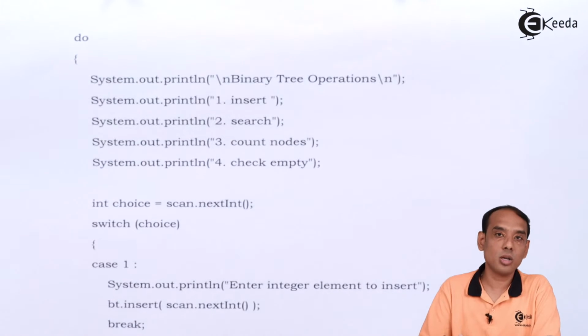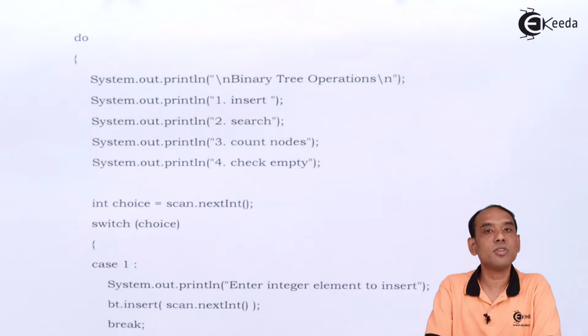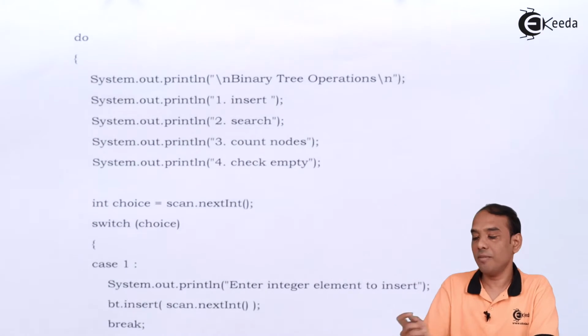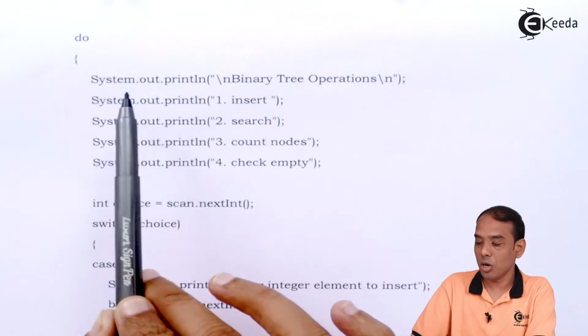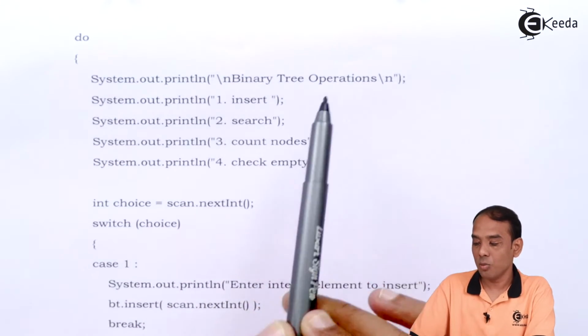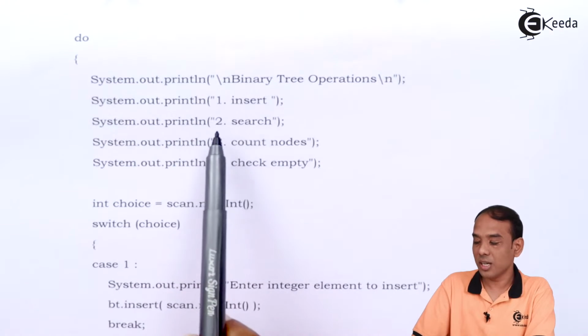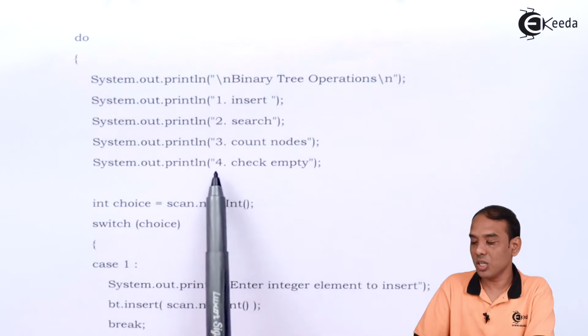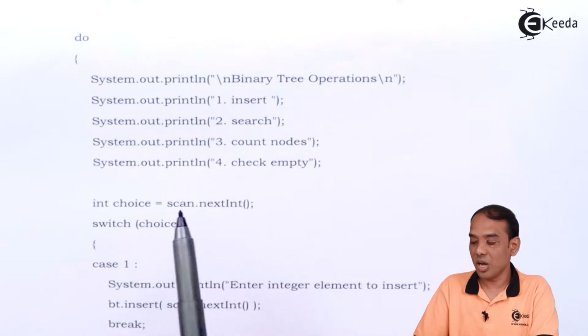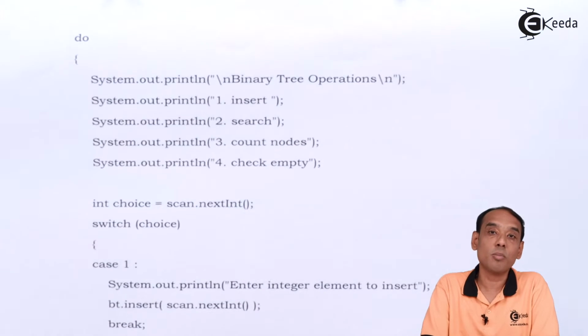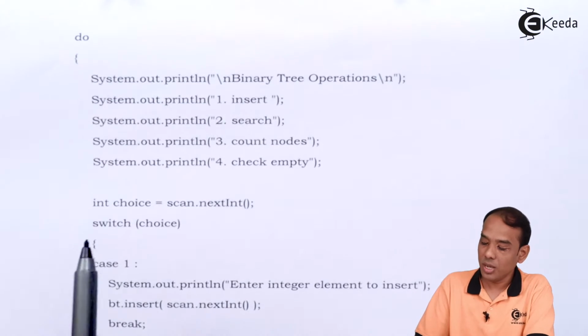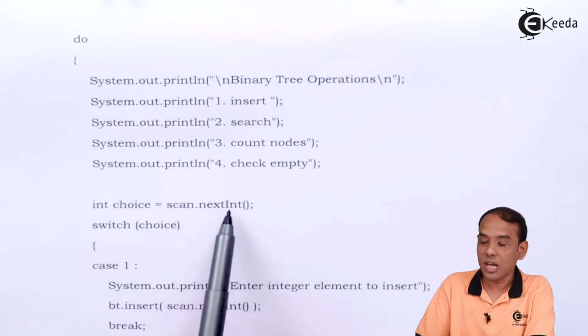That is, we are going to give him the list of operations which he can perform. For this I have written do while loop. System.out.print binary tree operations, which are these. First is insert, second is search, third is count nodes, and fourth is check empty. Once this is done, we are going to take the value from the user and store it in a variable called choice. Hence I write down int choice equal to scan dot next int.